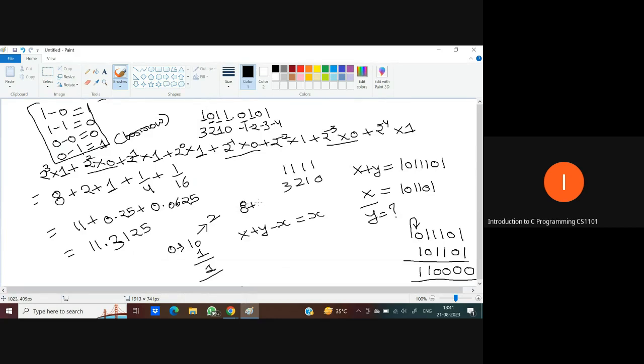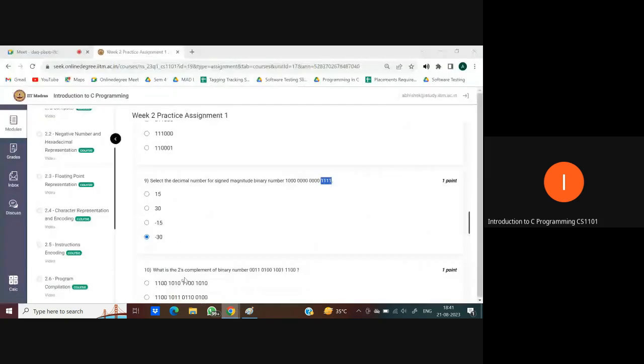2 power 2 is 4. 2 power 1 is, sorry, it is going to be 2. And 2 power 0 into 1, it is going to be 1. So 8 plus 4, 12. 12 plus 2, 14. 14 plus 1, 15. So it is going to be 15. So minus 15 is going to be the answer. Is that okay? Yes, sir.